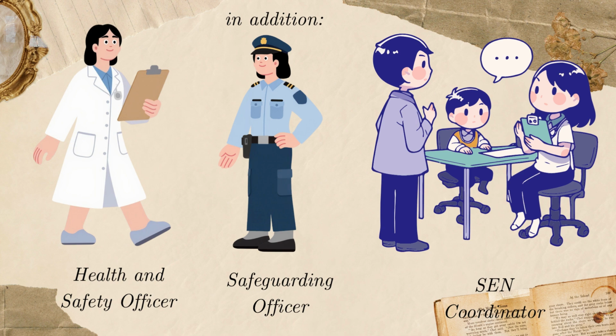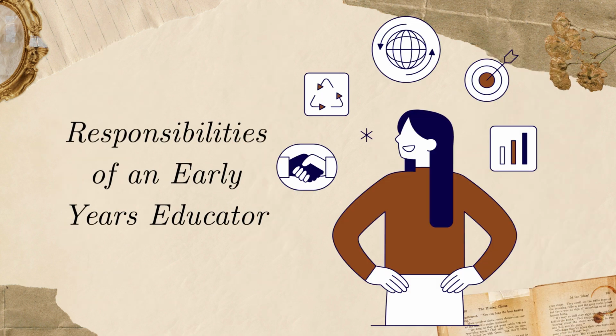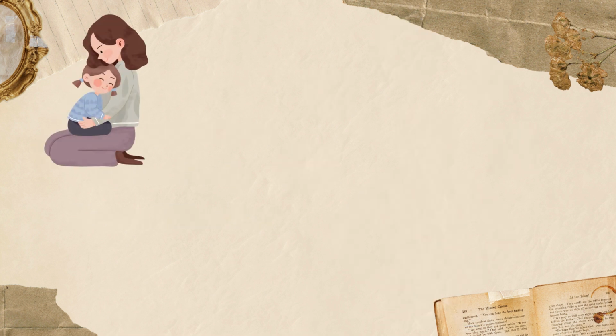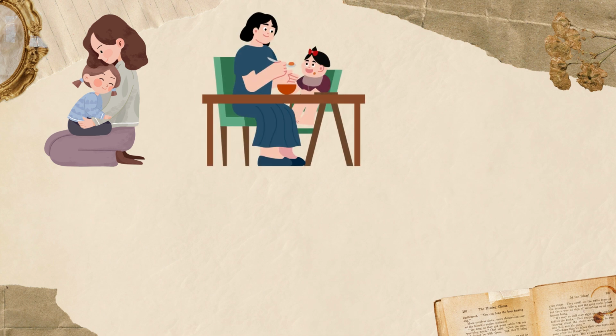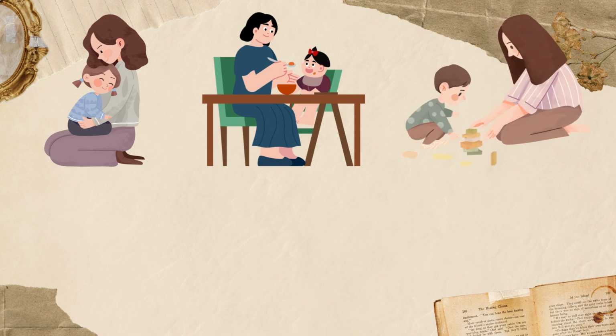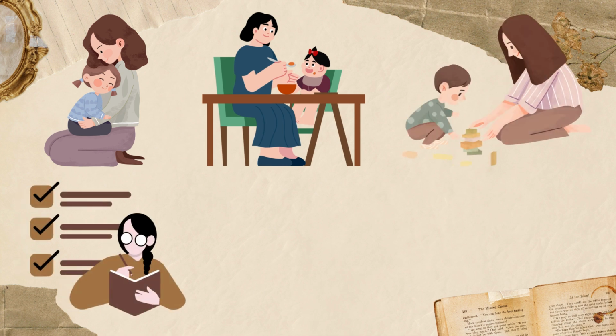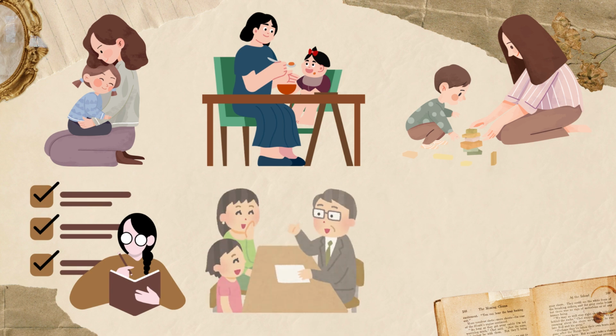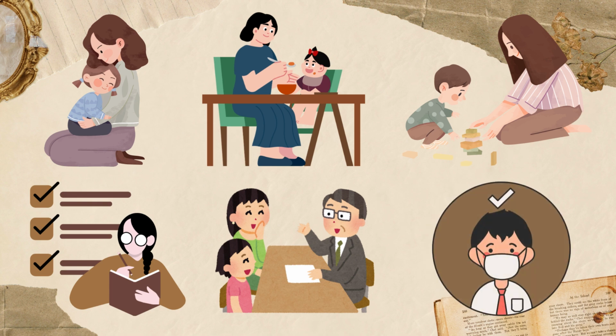Okay, now that we understand the roles, let's look at the responsibilities. An early years educator has many important responsibilities: supporting emotional attachment and secure relationships, meeting children's care needs, for example, feeding, hygiene, comfort, supporting play for development, tracking children's progress through observation and assessment, building partnership with parents, ensuring health and safety at all times. These responsibilities ensure children feel safe, supported, and ready to learn.